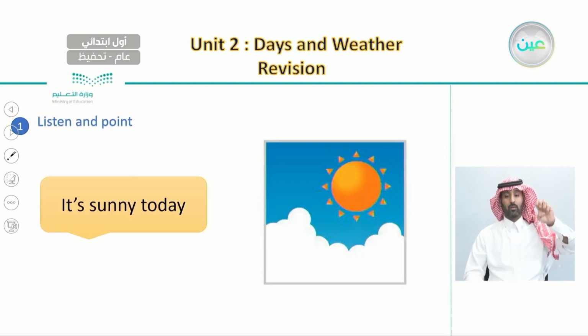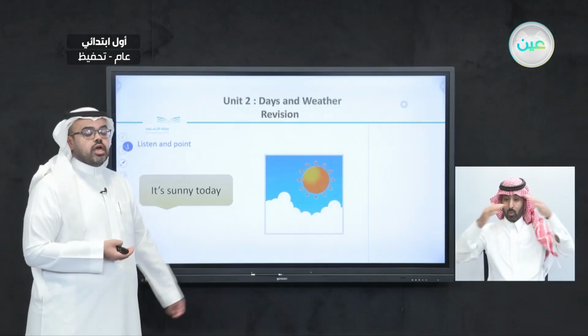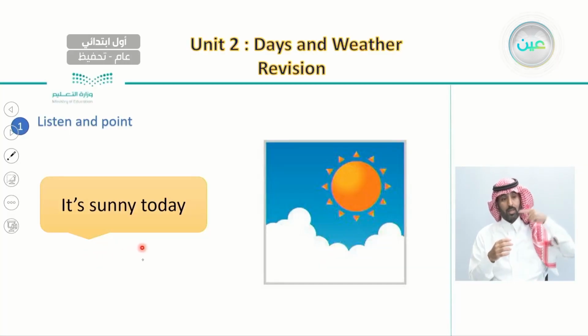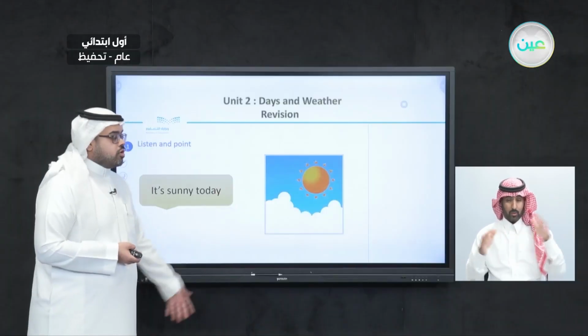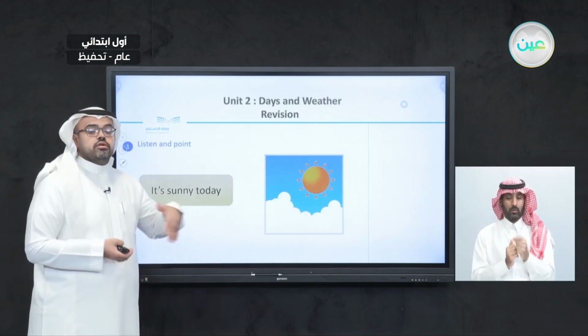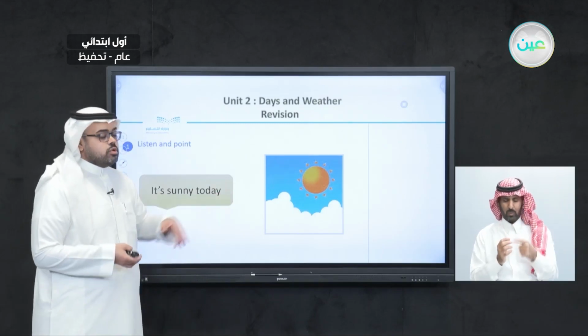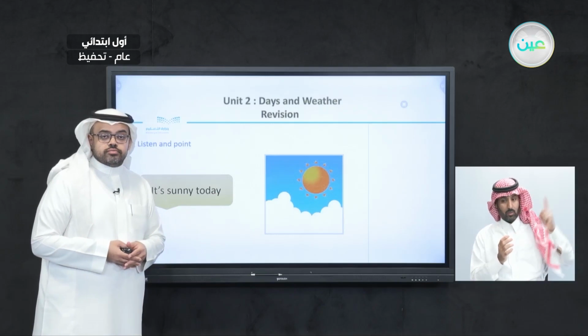When someone asks us what's the weather like today, we can point at the sun and say, it's sunny today. Say after me, it's sunny today. So this is an example of how to answer what's the weather like today. When we see the sun like this, and mostly we say this in the summer, we would say it's sunny today.